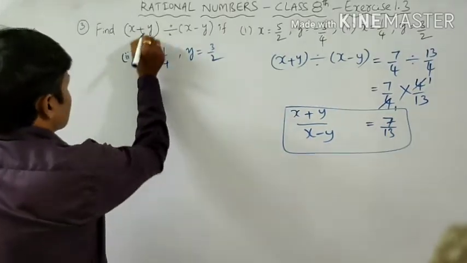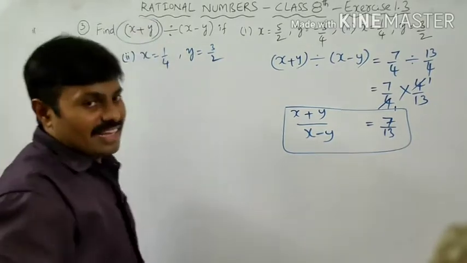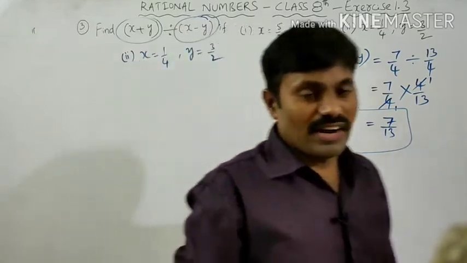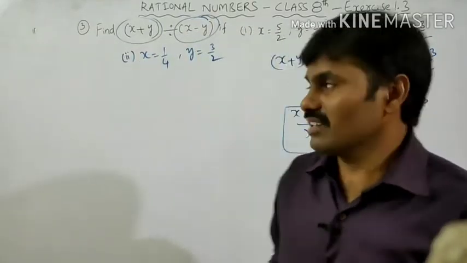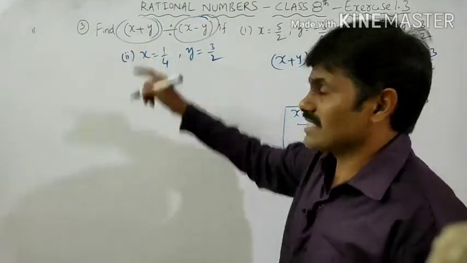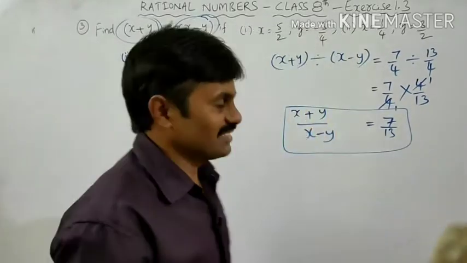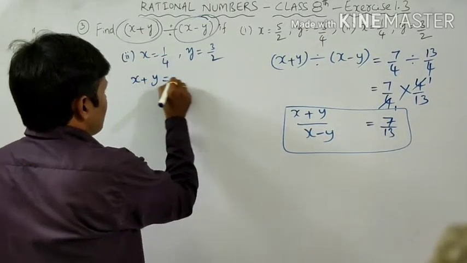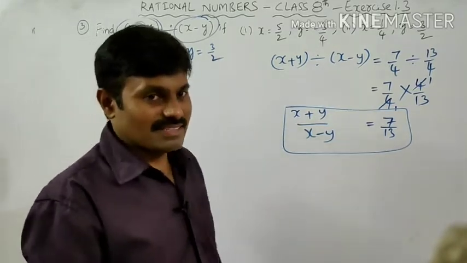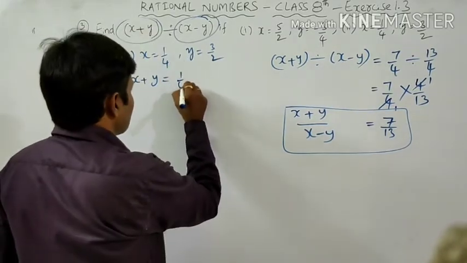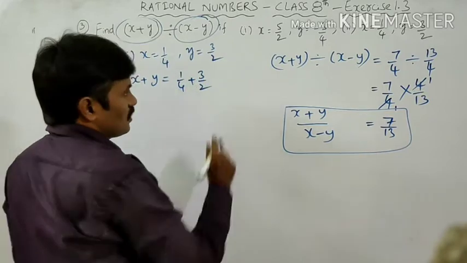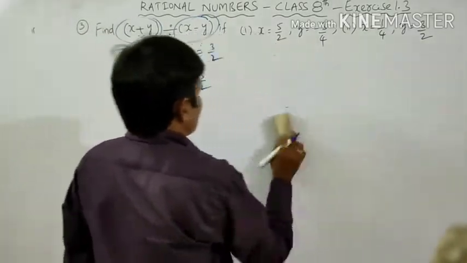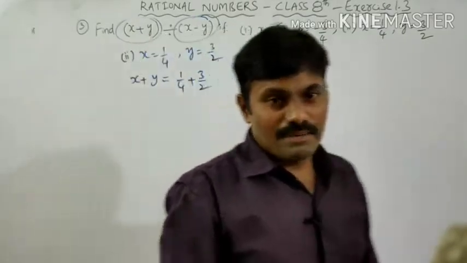So again, first here x plus y, you have to add x and y, then we have to find the difference between x and y, then we have to divide x plus y by x minus y. Is it clear? So first I am going to do addition of these two rational numbers, that is 1 by 4 plus 3 by 2. So this is the solution of first one. So 1 by 4 plus 3 by 2.